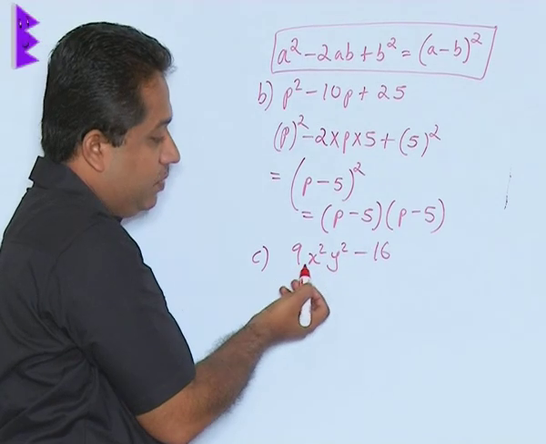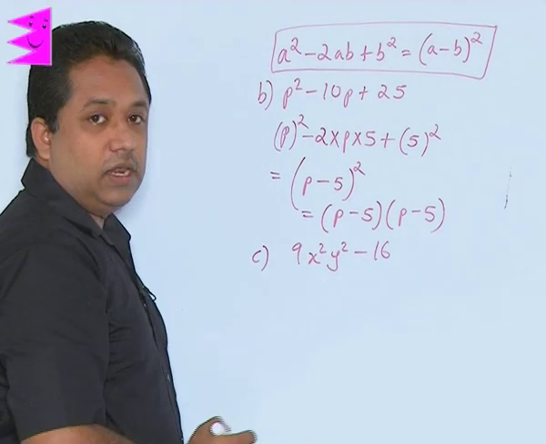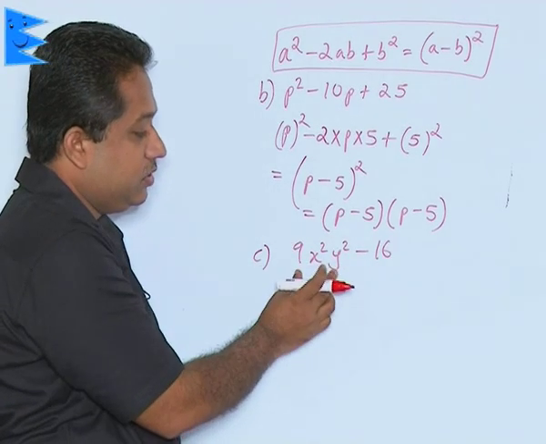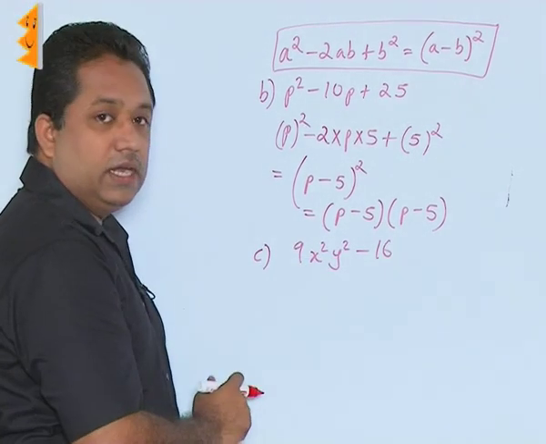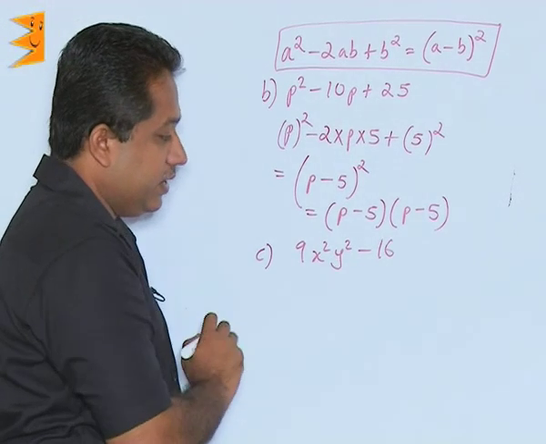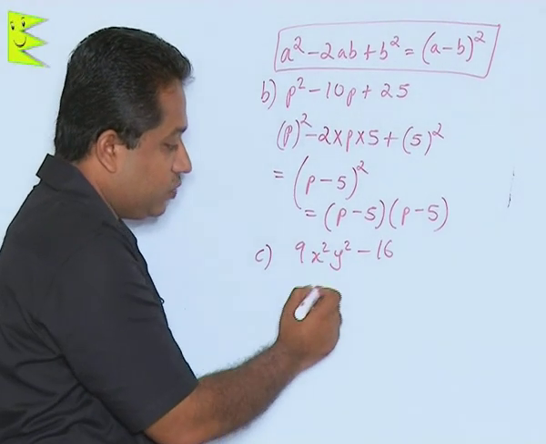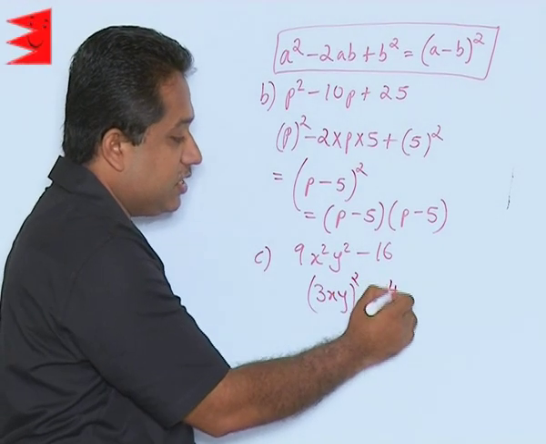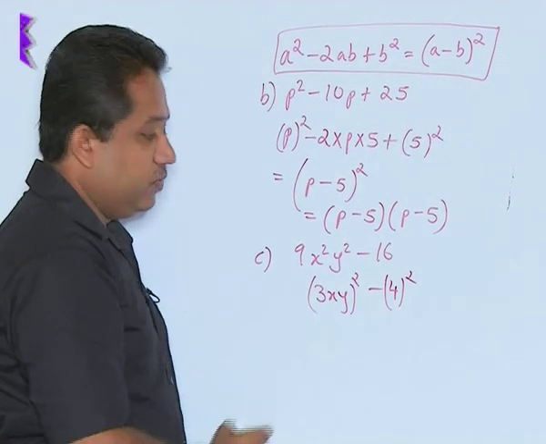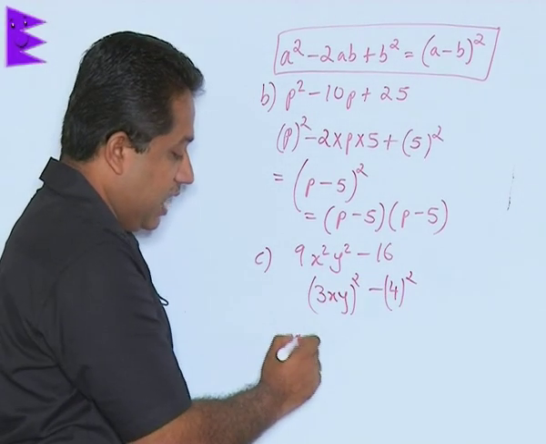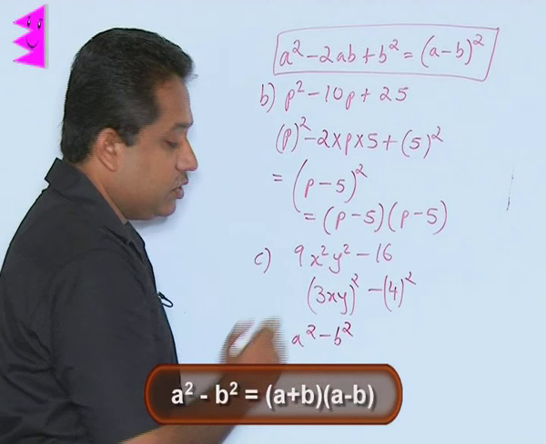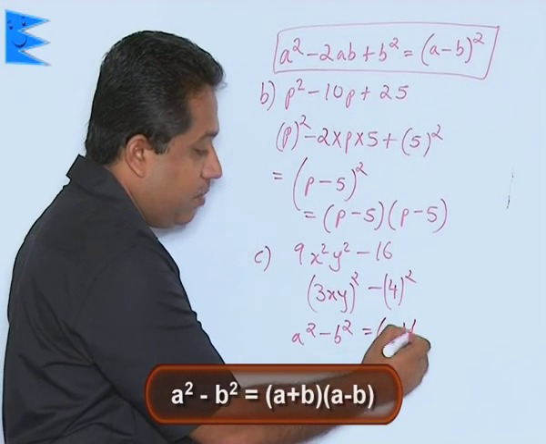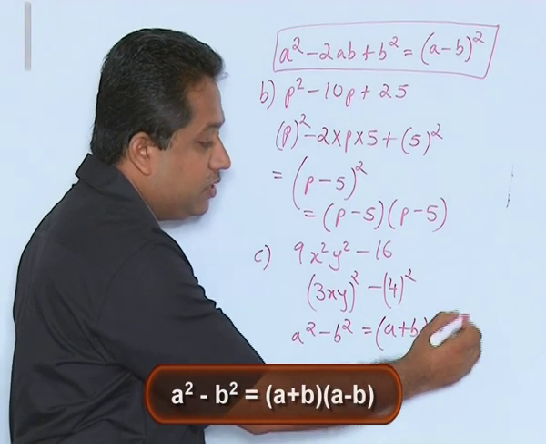Next we come to 9x square y square minus 16. Now, there are only 2 terms here. So, unlike the previous 2 which had 3 terms, we cannot use that identity, we will use another identity here. Now, 9x square y square is the same as 3xy whole square and 16 is the same as 4 whole square. So, which means that here the identity a square minus b square has to be used. Now, a square minus b square is a plus b into a minus b.